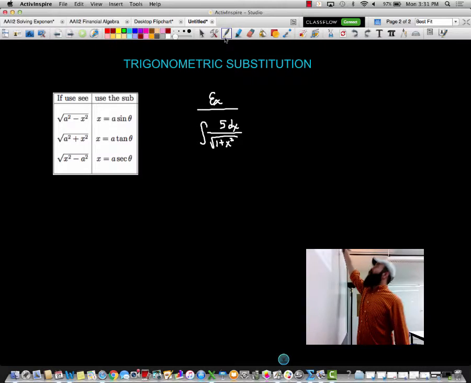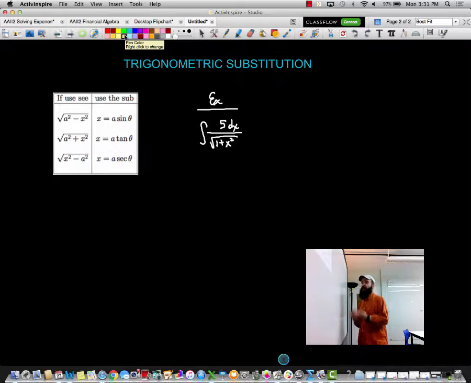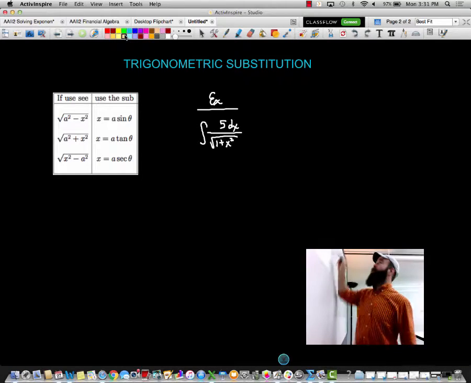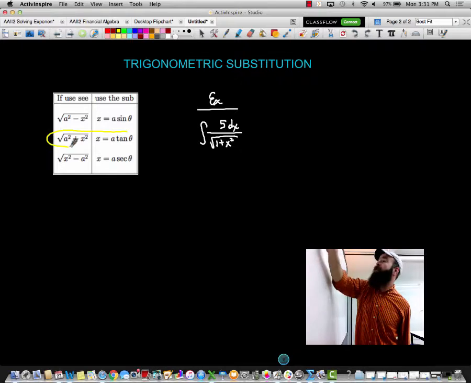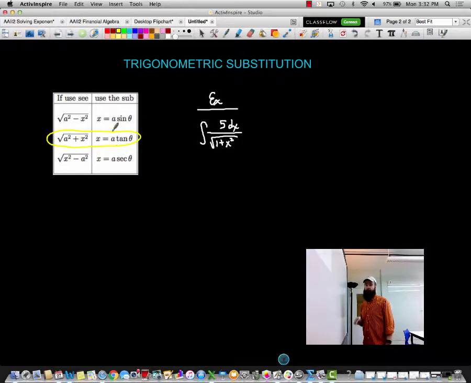All right, so I'm going to do a trigonometric substitution here. So the first thing I have to do is figure out which identity and which substitution I want to use. Well, this is a number plus x squared, and if I look at these identities, that matches this middle form. So I'm going to do a substitution that's x equals a, which is the square root of that number being squared here, which is 1, so the square root of 1 is 1, times tangent of theta.